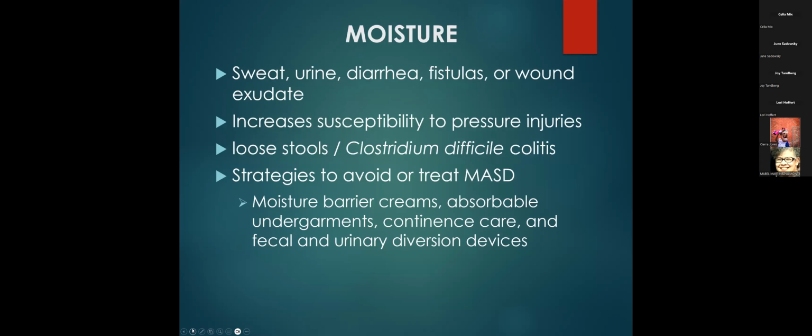So in terms of moisture, this can come from sweat, urine, diarrhea. It can come from fistulas or wound exudates, and it does increase the susceptibility to pressure ulcers.